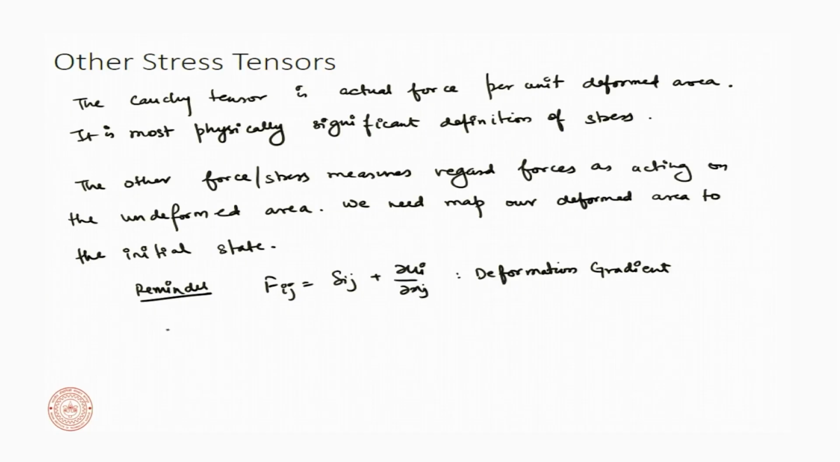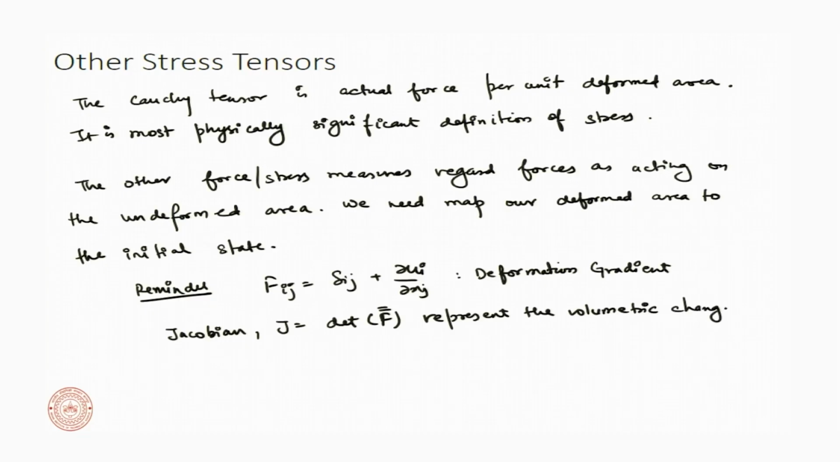One more thing is that the Jacobian J is given by the determinant of the F tensor, and this represents the volumetric changes due to deformation. Okay. With these in mind, we can then start with our three definitions of stress.